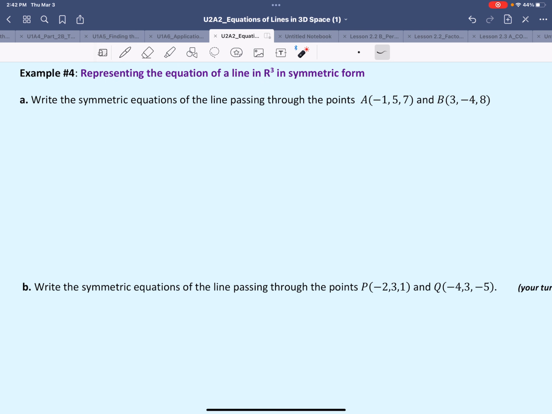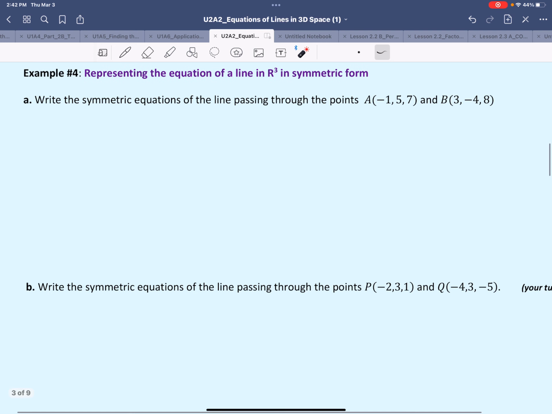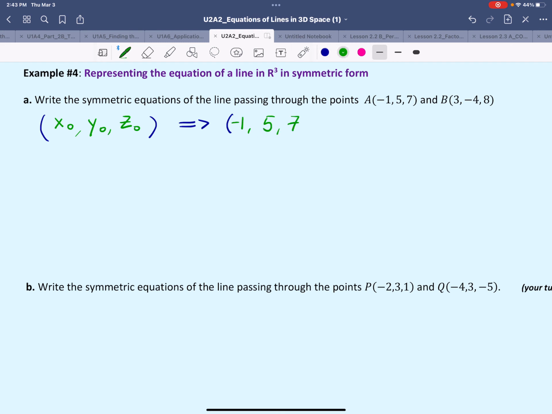Here we have the first example for A. We have to write the symmetric equations of a line that passes through these 2 points. So if I want to create a symmetric equation, I'm going to need to know the starting point, x0, y0, z0. For this, we can use any of the given points. In this case, I prefer to use point A. And I'm going to say -1, 5, and 7 will be my x0, y0, z0.